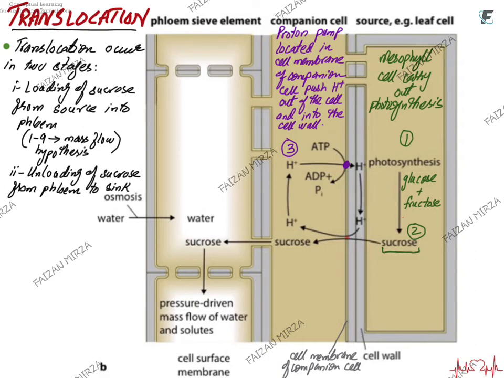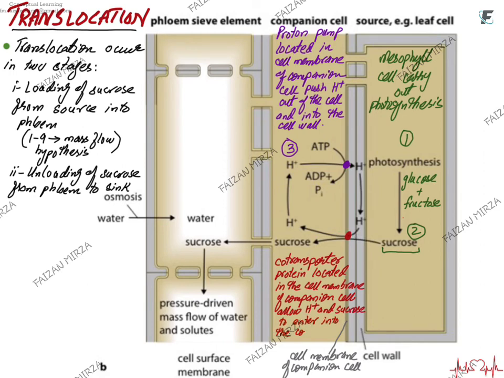So once the H+ have gone out from this cell by active transport, what will happen? There's another transport protein here. This is a co-transport protein. The co-transport protein allows H+ ions and the sucrose to enter together. What's a co-transporter? A co-transporter is a protein located in the membrane of a cell. A co-transporter allows movement of 2 substances in the same direction. This is what the co-transporter is doing. It allows the movement of H+ ion and sucrose together from the source cell into the companion cell.